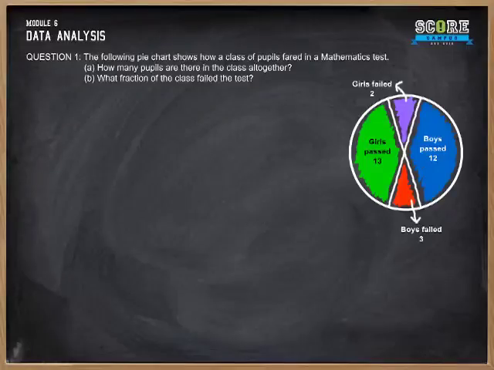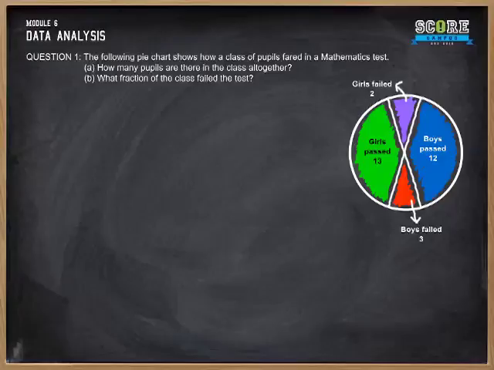Alright students, welcome to question 1. Let's read the question. The following pie chart shows how a class of pupils fared in a mathematics test. All the information is given in the pie chart. Part A of the question is this: how many pupils are there in the class altogether? Part B, what fraction of the class failed the test?